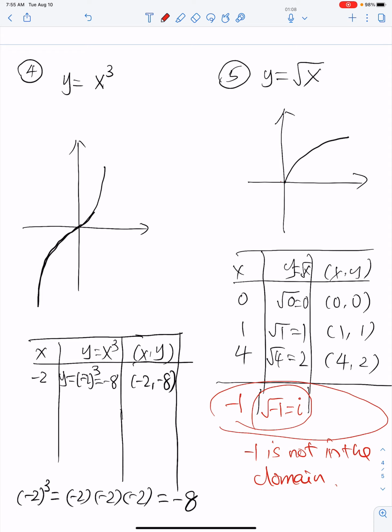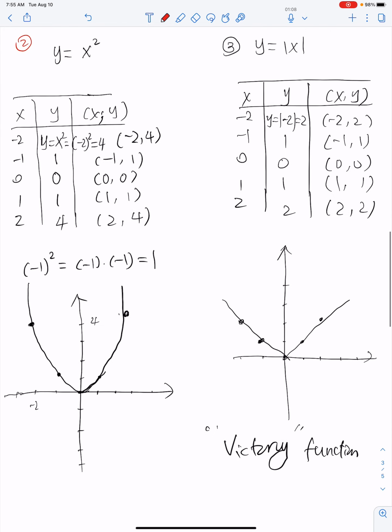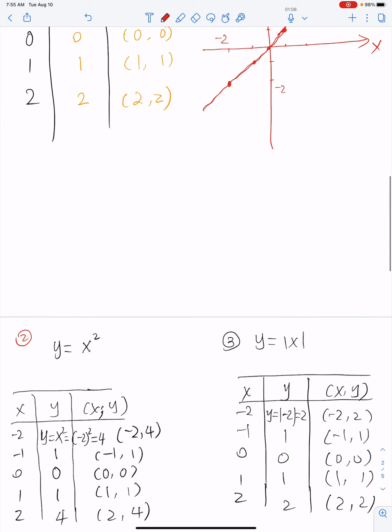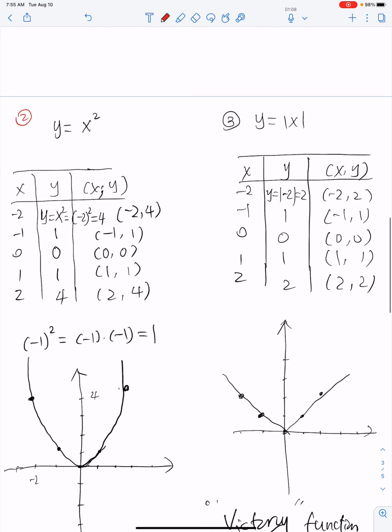X cubed goes from the bottom to the top. And x squared, that's the parabola. Y equal to absolute value of x, that's the victory function. And y equal to x, that is your straight line. You guys be super careful.